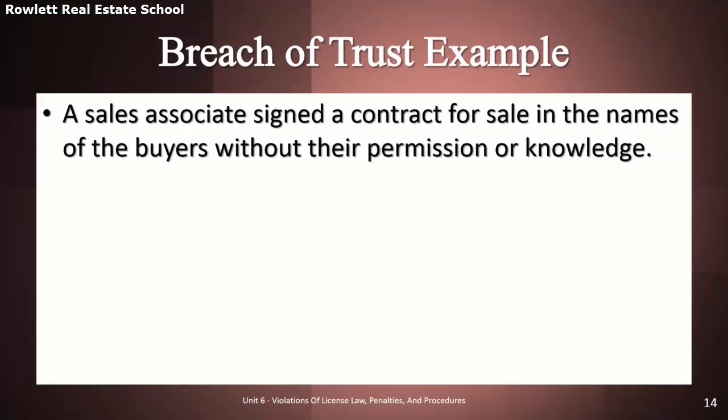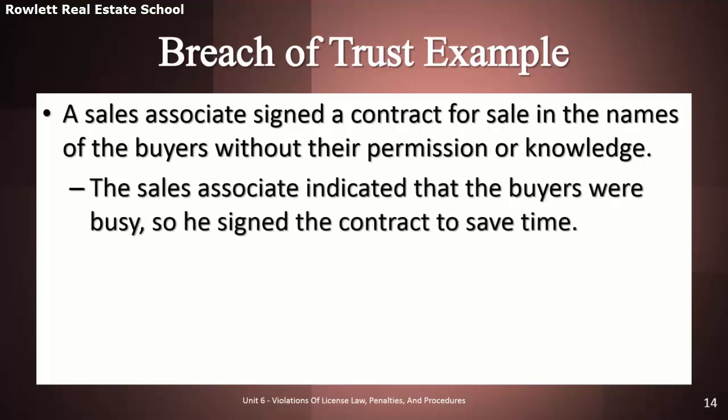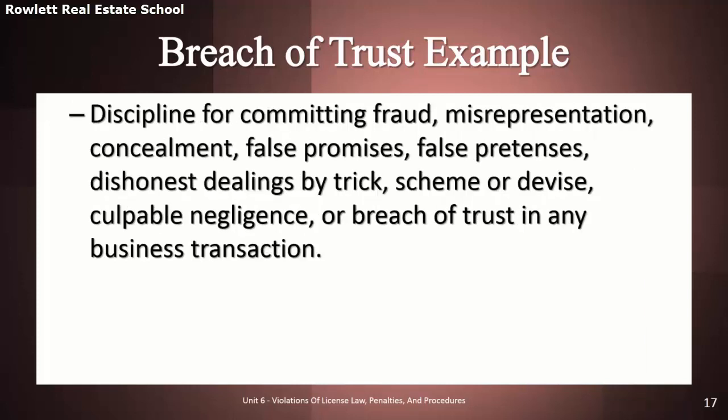Now, a sales associate, let's say they signed a contract for the sale in the names of the buyers, but without their permission or knowledge. The sales associate indicated that the buyers were busy, so the sales associate signed the contract to help save time. Discipline for committing fraud, misrepresentation, concealment, false promises, false pretenses, dishonest dealing by trick, scheme, or device, culpable negligence, or, the word we're looking for, breach of trust in any business transaction.